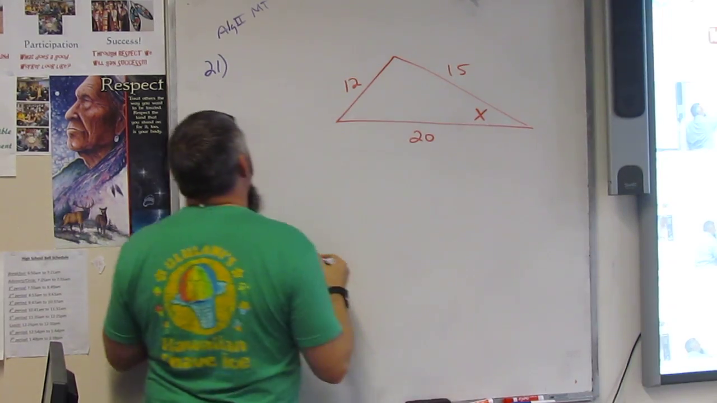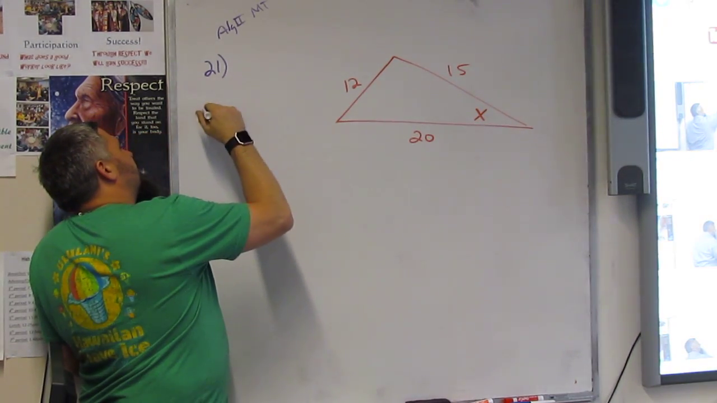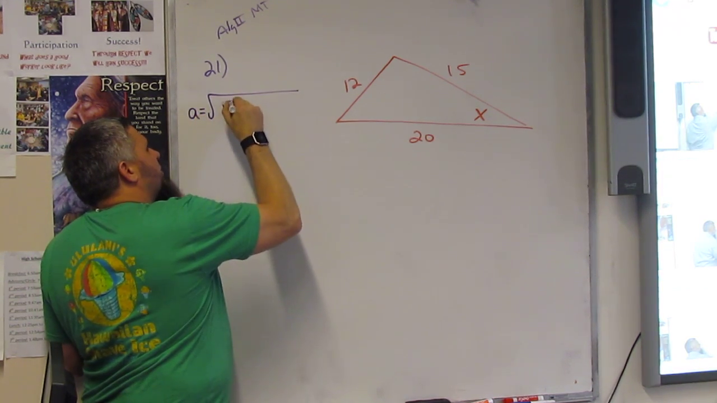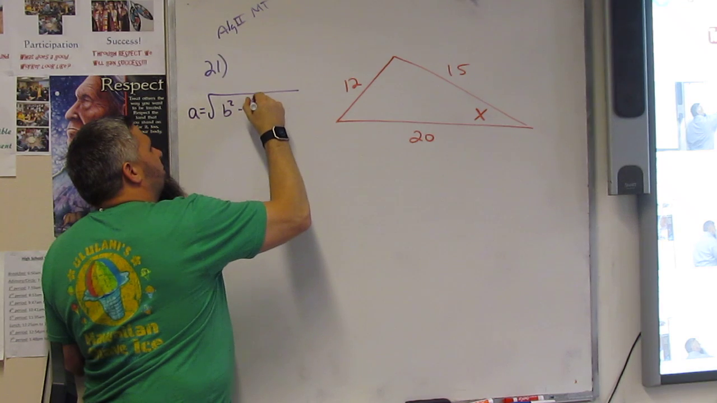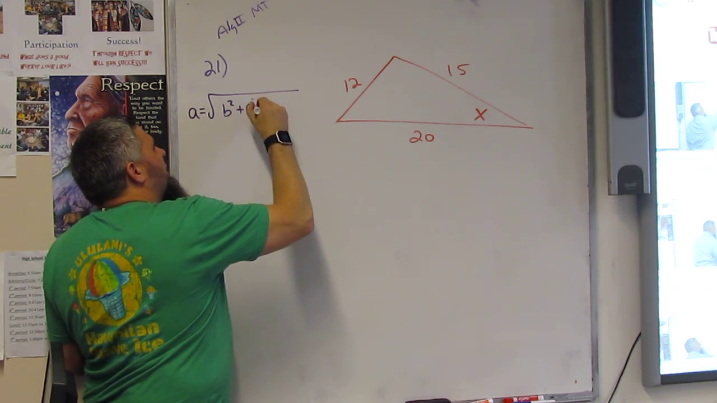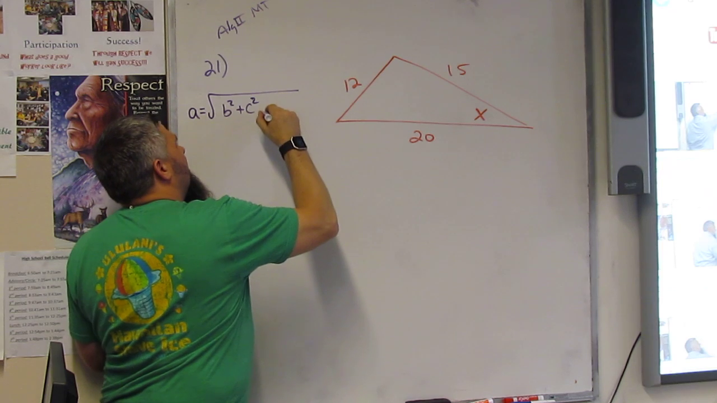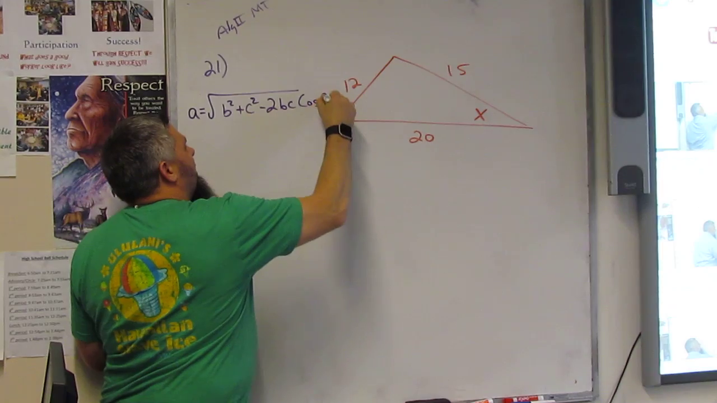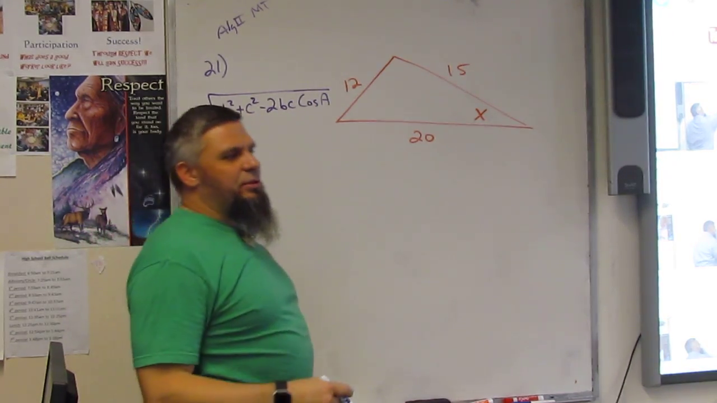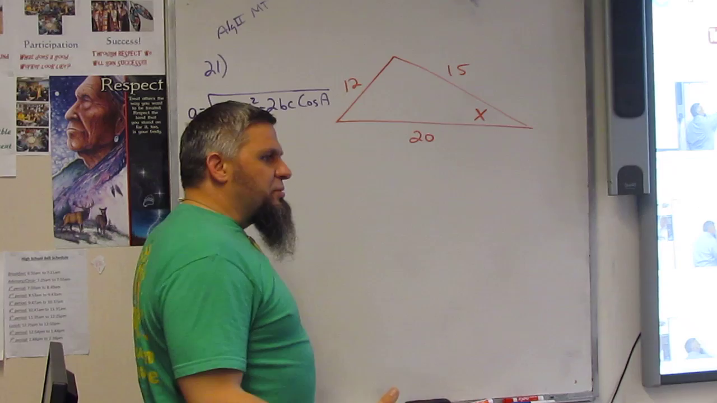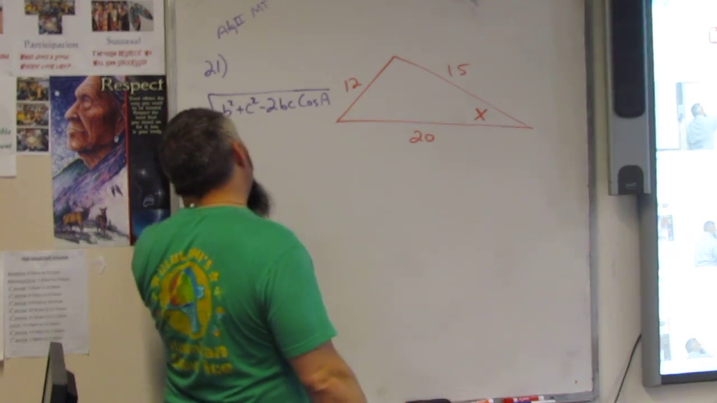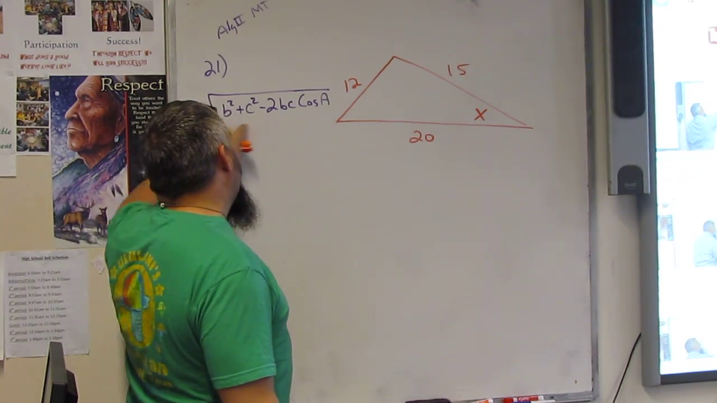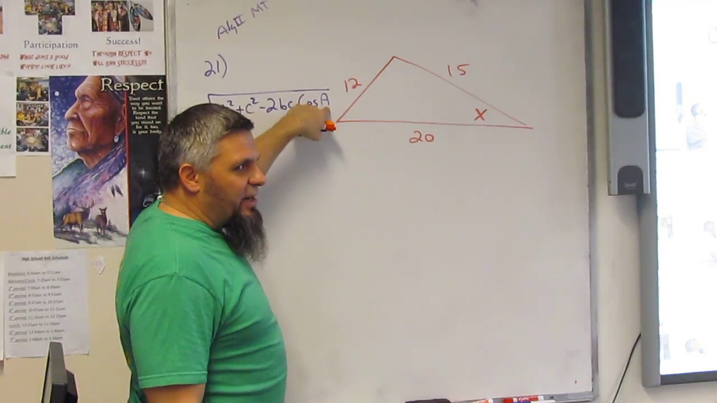So we need to write that down, right? And so the law of cosines states a is equal to the square root of b squared plus c squared minus 2bc cosine A. Okay? And that's your law of cosines. The problem is, we don't need a side. We need to figure out this angle. So we can plug in everything, but we still have to figure out A.